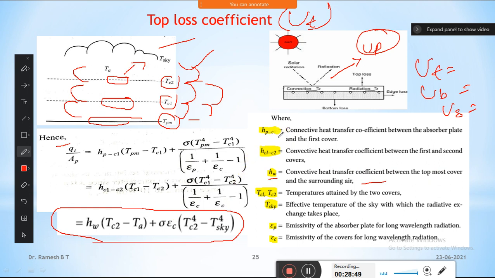Next, hp-c1 means the convective heat transfer between the absorber plate and the first cover, and hc1-c2 means between cover 1 and cover 2. So this is the interaction, the convective heat transfer. Tc means the temperature of cover 1 and cover 2, and Tsky means the temperature of the sky or the atmospheric temperature. Epsilon p means the emissivity of the absorber plate, and epsilon c means the emissivity of the cover. So this equation you should remember.